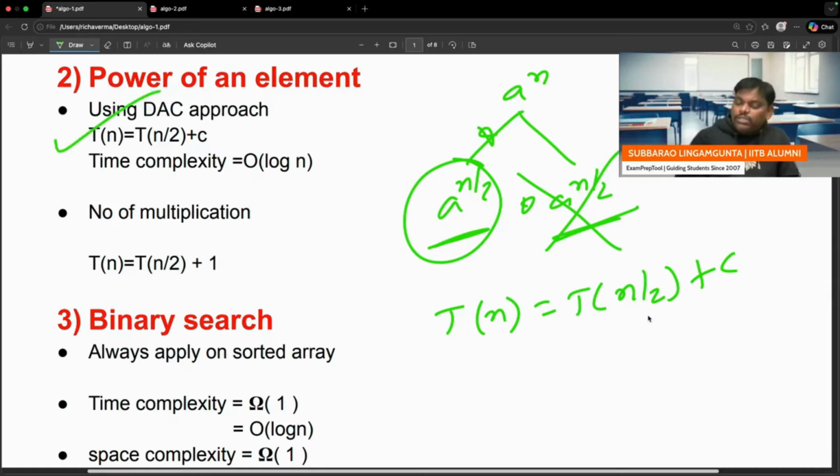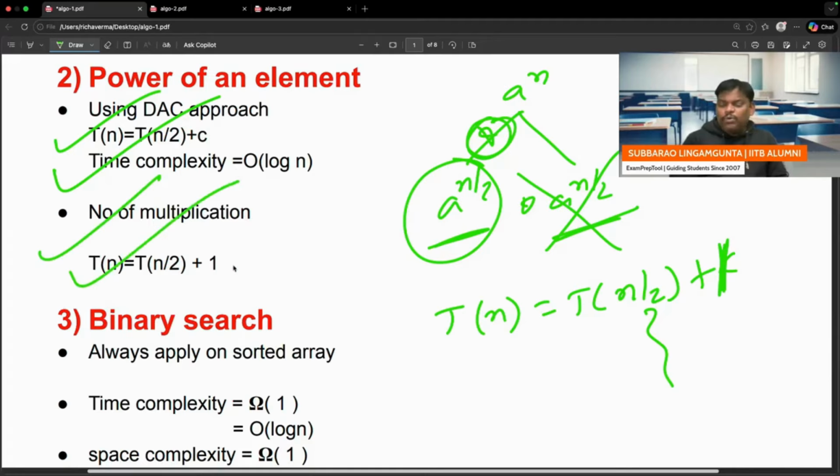So time complexity, if you solve it using the master theorem, you will get log n. The number of multiplications: every time you are doing one multiplication, plus 1. When you solve this, you will get approximately log n multiplications. Every time one multiplication, like that, log n. That is the power of an element.